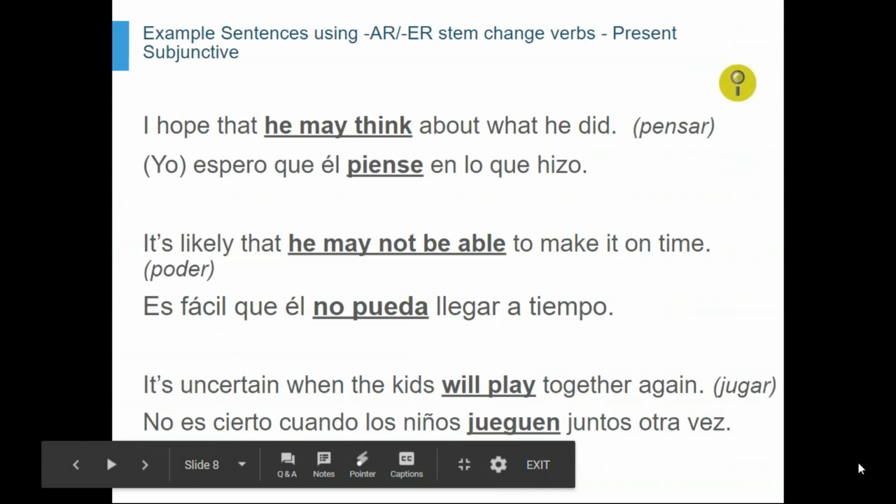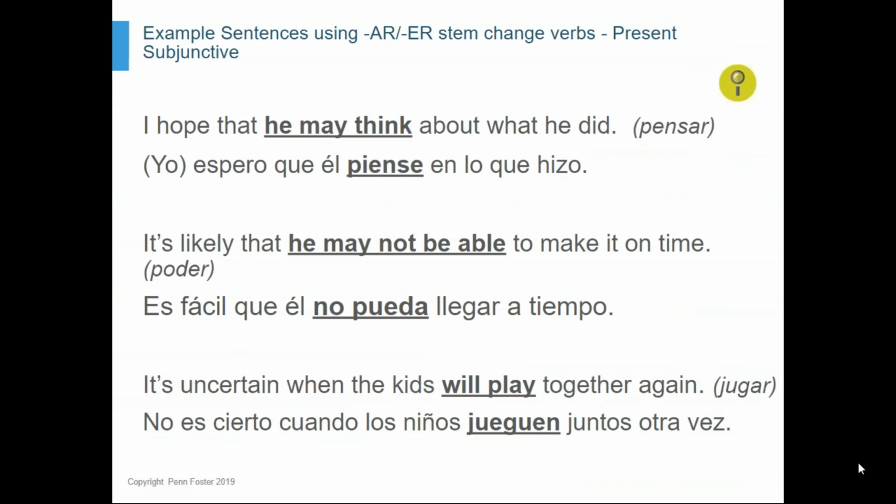Okay, and here are some examples using the AR-ER stem changing verbs with pensar, poder, and jugar, as we just saw in the previous slide. Again, there's hope, implying uncertainty. If something is likely to happen, still implying uncertainty. And if it's uncertain that it'll happen, more uncertainty. That's why all the underlined verbs are in the present subjunctive, because they have not happened yet.